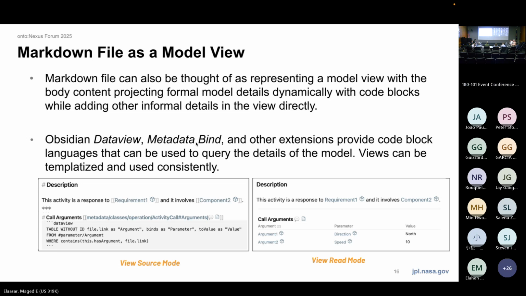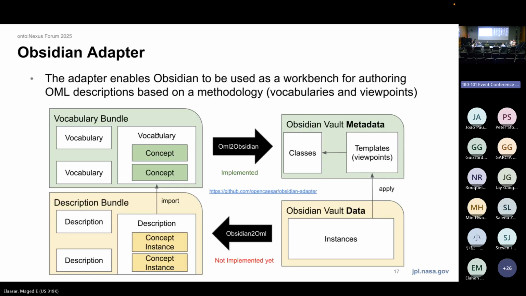So I want to show you this slide here, where typically in OpenCaesar, you start defining a methodology with a bunch of vocabularies, and then you put them into a bundle. A bundle is like a group of vocabularies that belong together or work together as a set. We developed this interface, OML to Obsidian, that takes that and generates the metadata for the Obsidian.